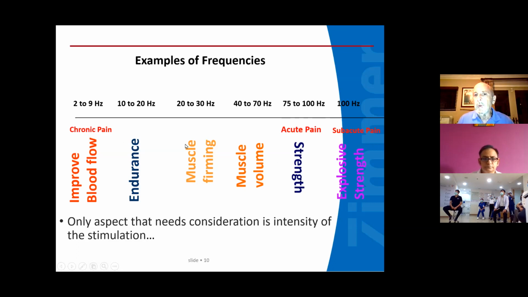So not only will it have the effect of blood flow, strengthening, and explosive strength, but it addresses those three theories of pain we'll look at later: acute pain, subacute pain, and chronic pain.